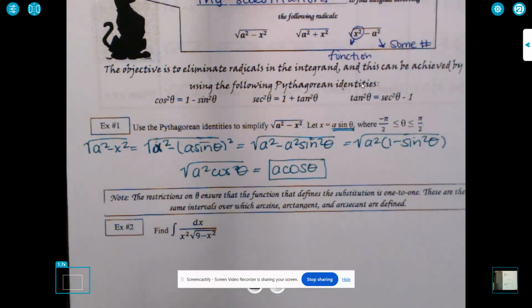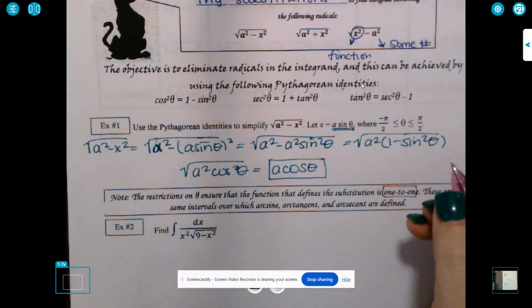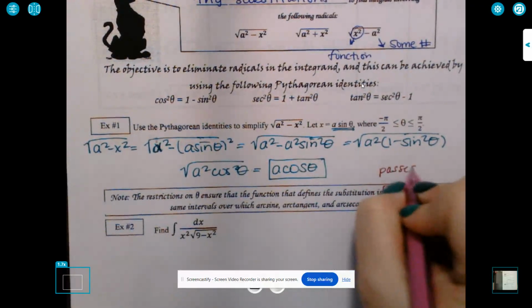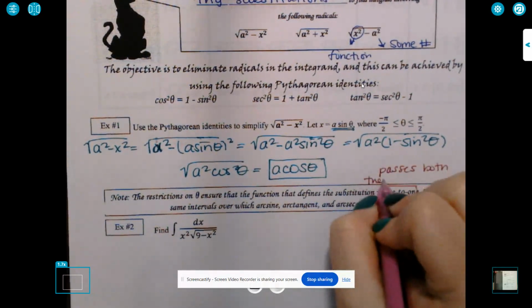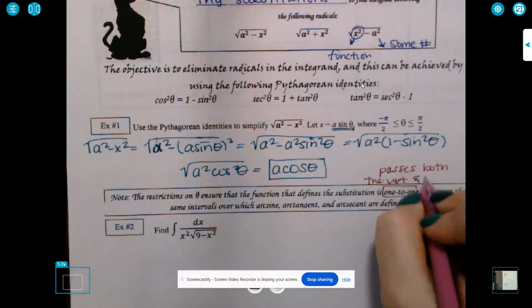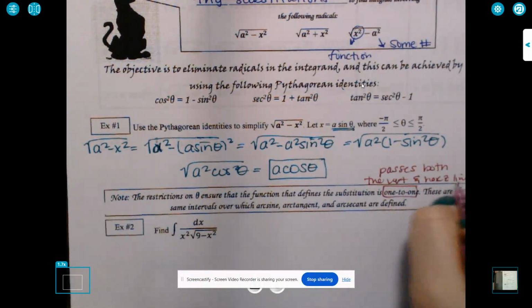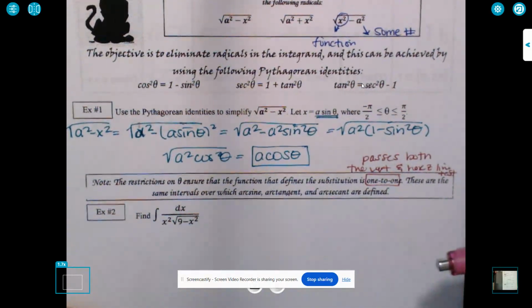All right, note the restrictions on theta ensure that the function that defines the substitution is 1 to 1. And 1 to 1 means it passes both the vertical and horizontal line test. Okay, these are the same intervals over which arcsine, arctangent, and arcsecant are defined. Because if it's 1 to 1 for sine, cosine, tangent, that would be the same way for arcsine, arccosine, and arcsecant. All right, so we're going to move on to example number 2.